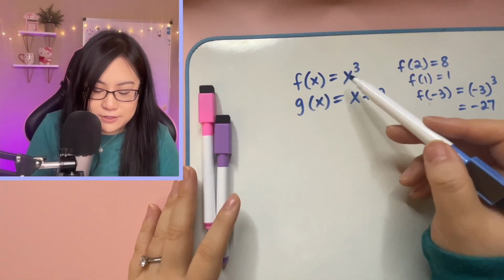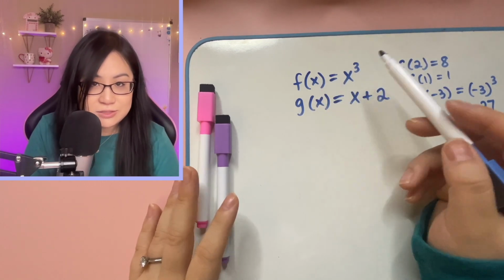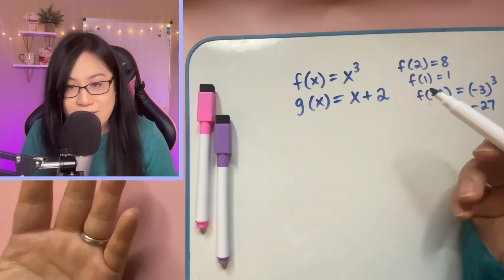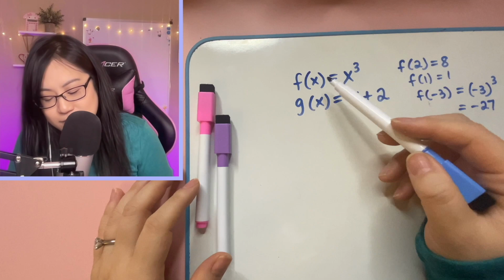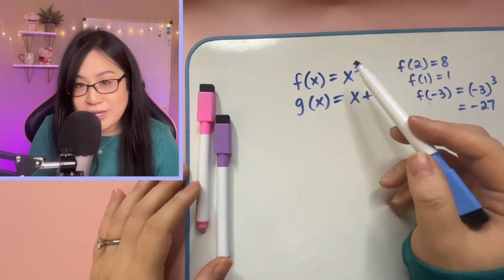f of stuff is stuff cubed. So it doesn't matter what this input is as long as you pick allowable values. So you can't go breaking math, but if I give you f of heart, that gives me heart cubed. Okay, so that's the general pattern.